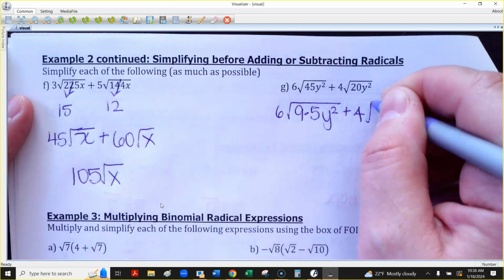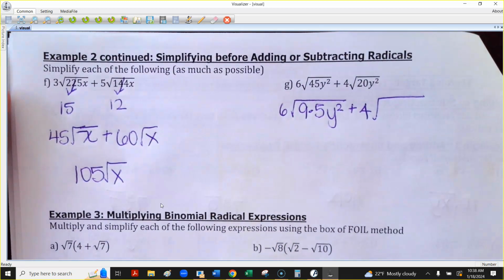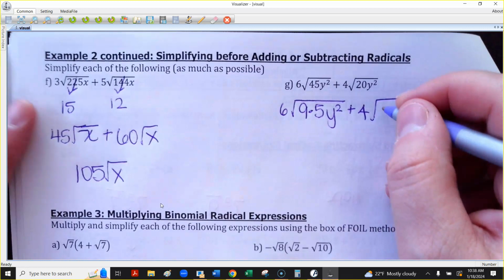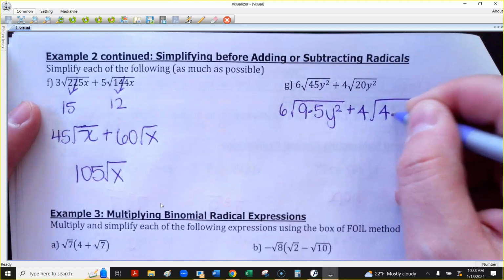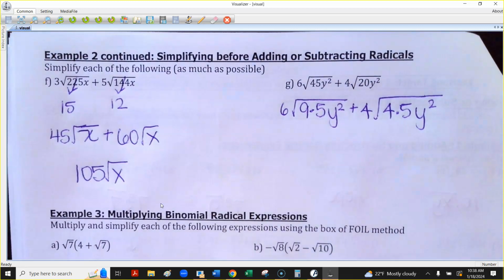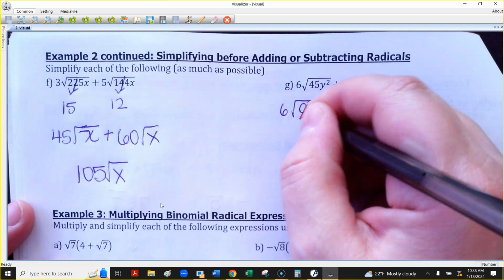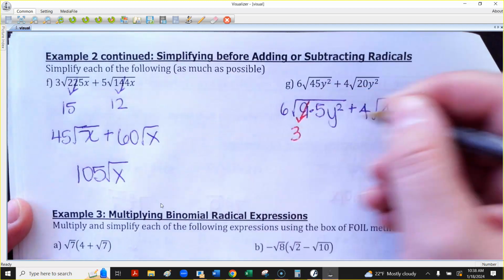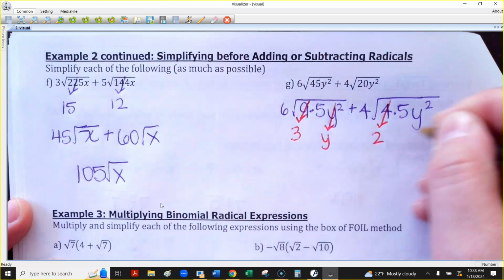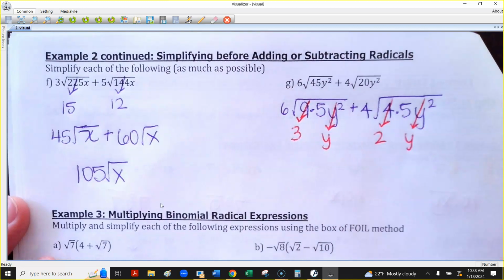And then 20. Again, factor tree if you're into that. If you want to find the biggest perfect square that goes into 20, if you're looking at your list of perfect squares, it is actually 4. So I'm just going to rewrite that as 4 times 5 real quick. If you'd rather use the factor tree, please use the factor tree. If you want to remove perfect squares like I wrote it here, this would come out as 3, this would come out as y, this would come out as 2, this would also come out as y.